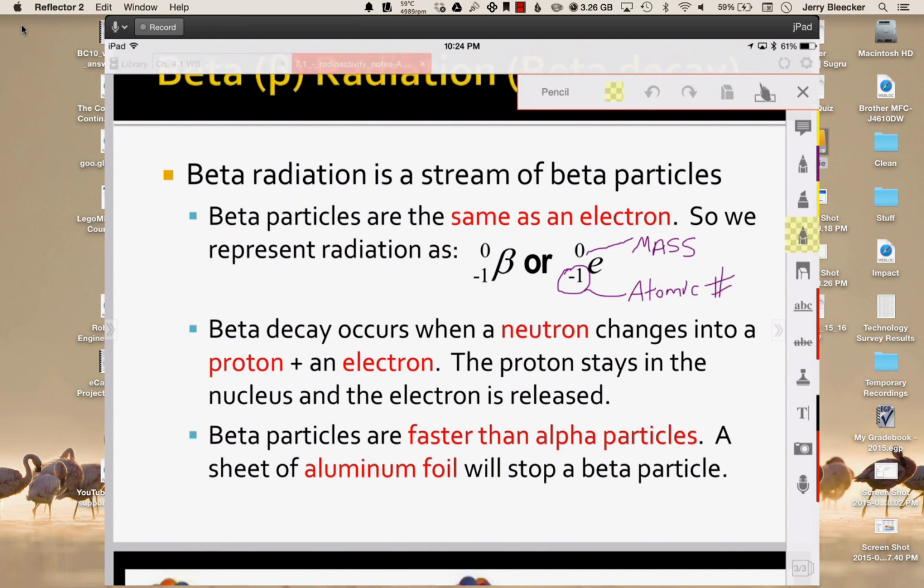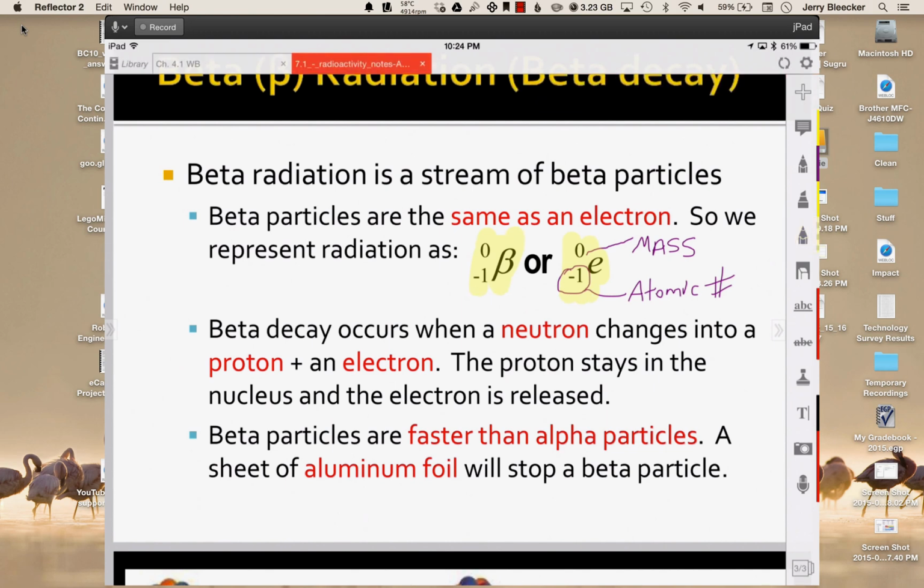Again, please be aware that the symbol beta is totally fair game. So you could either see that or you could see that. So when you see this, what you probably want to memorize is that this would be something like radioactive carbon-14 becoming nitrogen-14. Now you notice I said 14. Well, the mass doesn't change if you lose an electron. Electrons don't have any really appreciable mass.